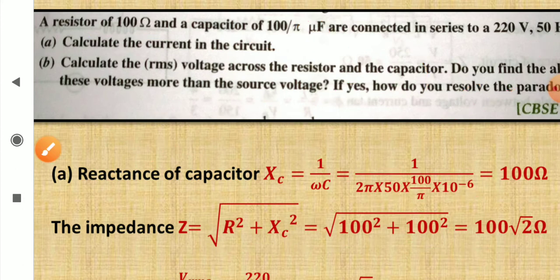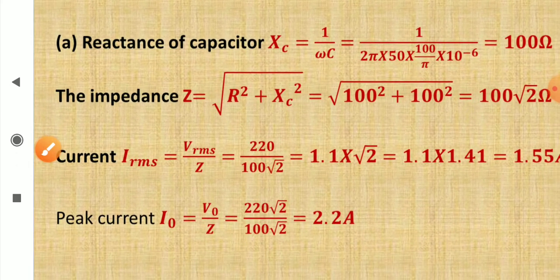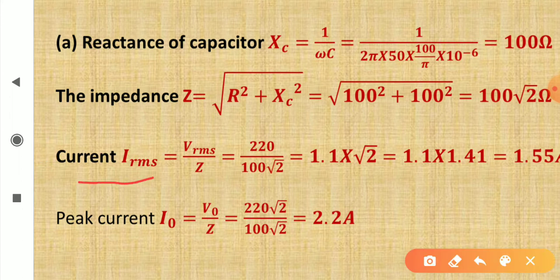You can put the value of root 2 and multiply also. Now you have to find out the current in the circuit. So let me find out the RMS current, that is Vrms upon Z, and Vrms is given to be 220 volt. So 220 volt upon 100 root 2, or 1.1 into root 2, multiply, simplify, you get 1.55 ampere.